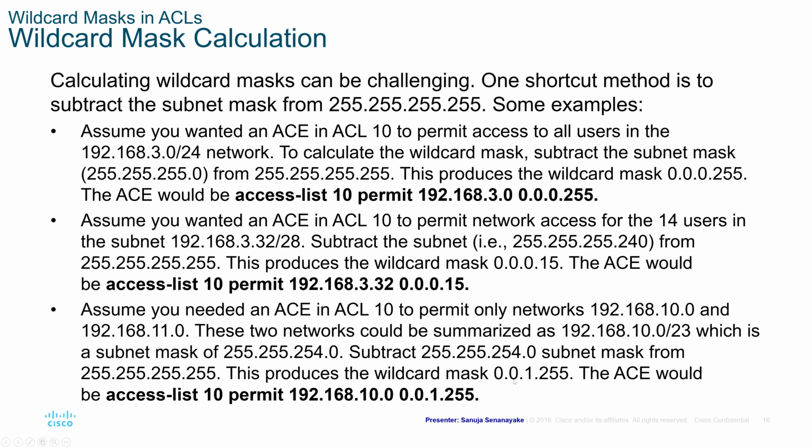So which is going to be your wildcard mask. So the ACE would be access-list 10 permit 192.168.10.0, because that's that. And the calculated wildcard mask, by subtracting these two, we end up with 0.0.1.255. So that's the way you can calculate wildcard mask during an exam.